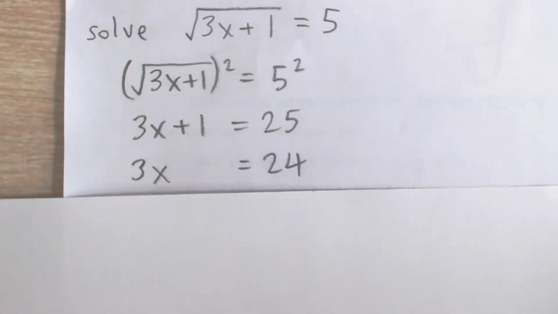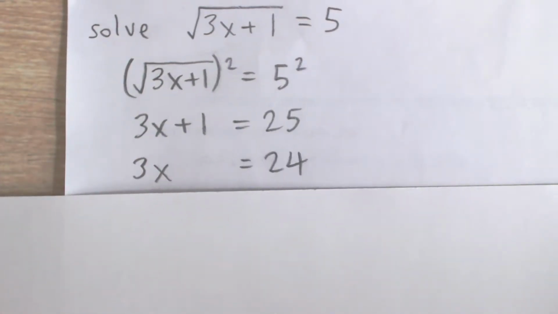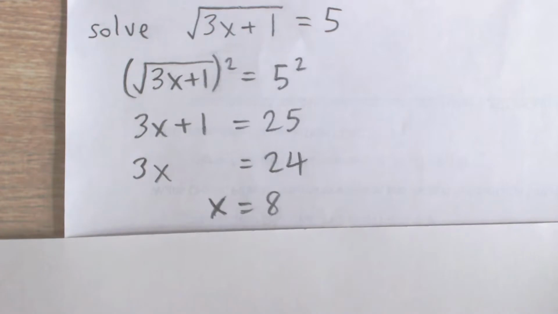So here we go, right? Subtract 1 from both sides. So you get 25 minus 1 is 24 on the right side. And then divide both sides by 3. So we get x is equal to 8.